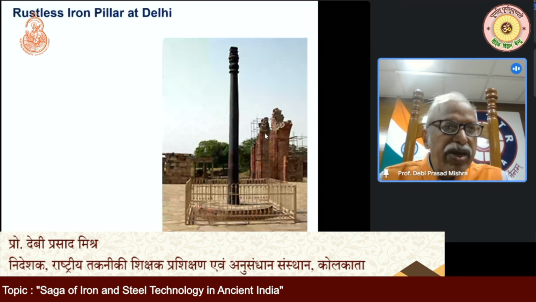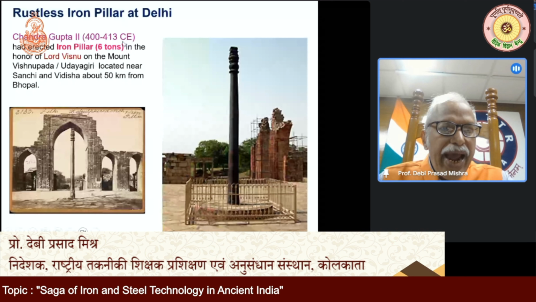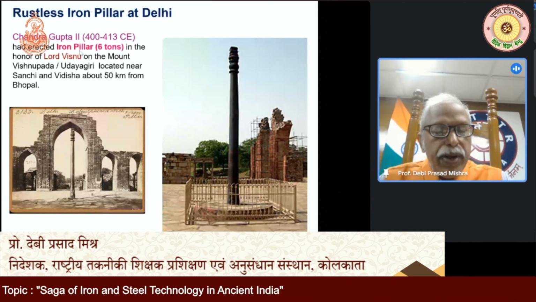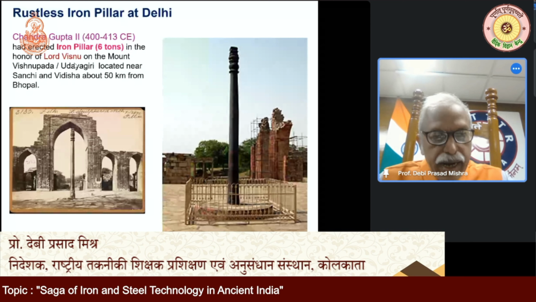According to history, it was developed around 400 to 413 CE, weighs 6 tons, and was erected in honor of Lord Vishnu on Mount Vishnupada, located near Vidisha, around 50 kilometers from current Bhopal. But unfortunately, because the temple was destroyed, it was taken to Delhi, and now it is located in Delhi. But if you look at the top portion of that, what does it indicate?